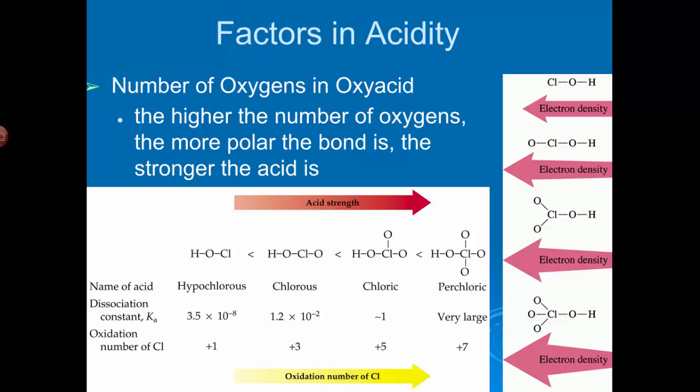If you have oxyacids, then the number of oxygens in the oxyacid will affect how acidic it is. The higher the number of oxygens, the more polar the bond is, the stronger that acid is. For example, HOCl versus HClO2 versus HClO3 versus HClO4. You have one oxygen in HOCl, hypochlorous acid. You don't have a very strong acid, but if you go up to 4 oxygens, that bond to the hydrogen is very weak, and perchloric acid is a strong acid.